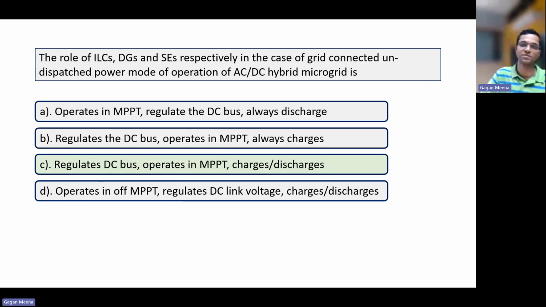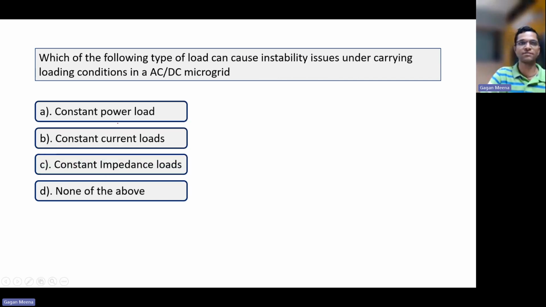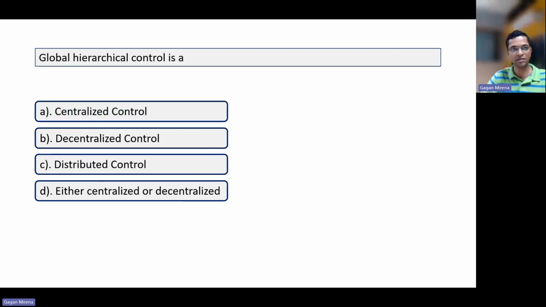Since the DG is operating at maximum power point, it cannot regulate the voltage. The voltage regulation will be carried out by the interlinking converter. Which of the following types of load can cause instability issues under varying loading conditions in an AC/DC hybrid microgrid? We already saw that it's a constant power load. Then the next question is global hierarchical control.